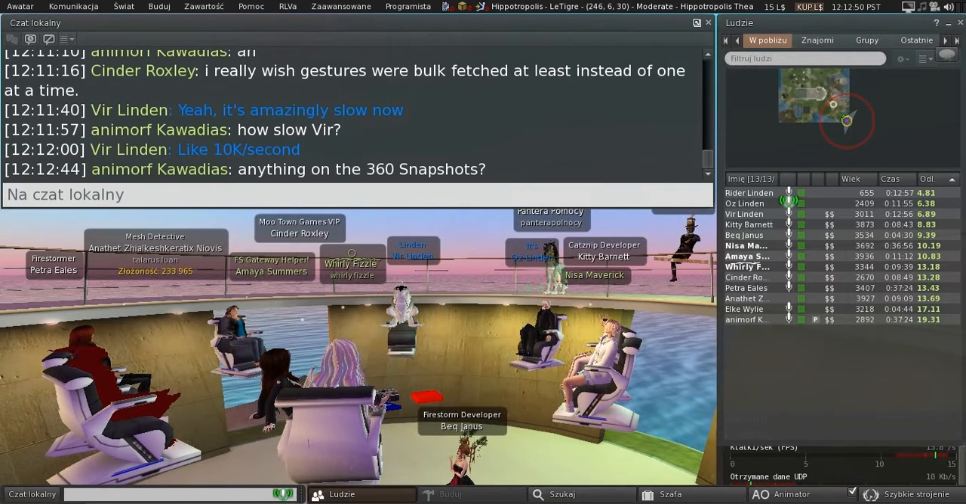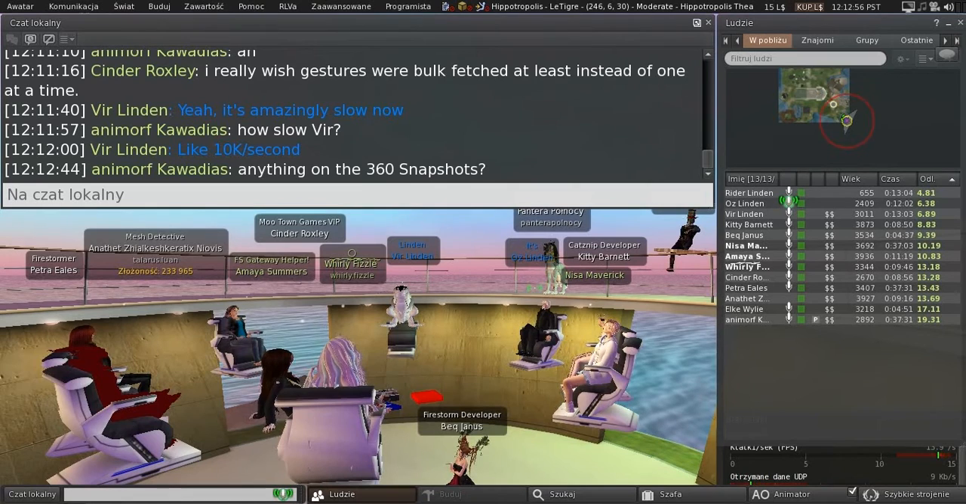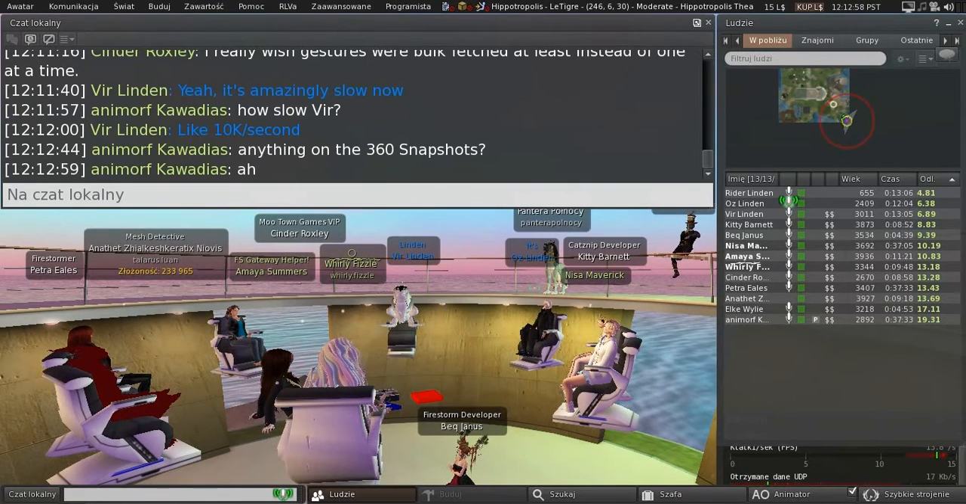360 snapshots are on hold so that we can focus everybody on the 64-bit viewer. But as soon as we have working versions of the 64-bit on all the platforms, we'll go back to working on this. We'll keep improving.